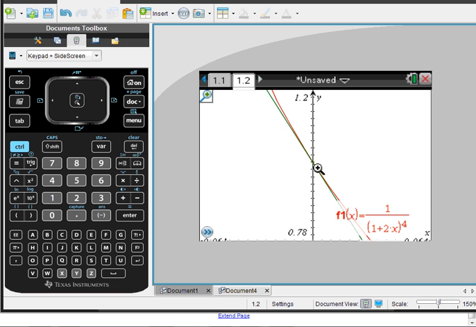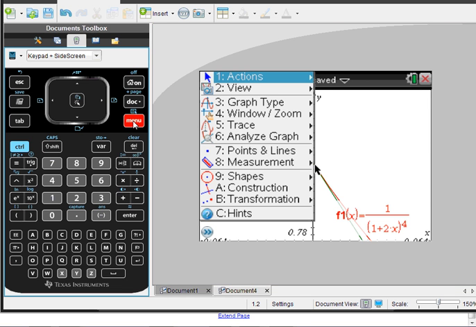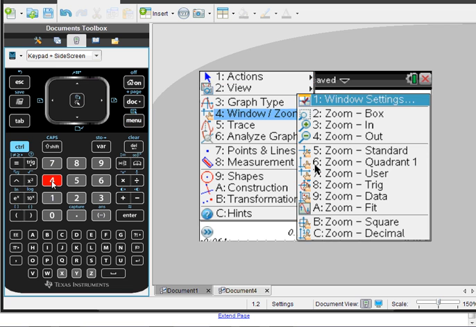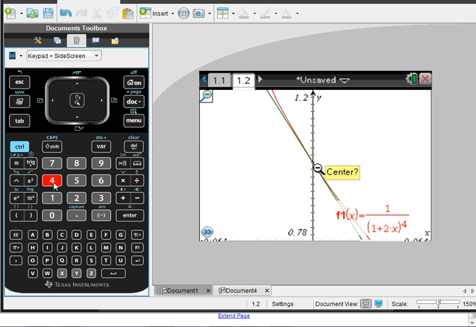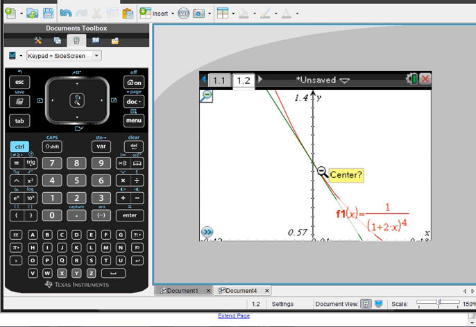I go to menu, window type. I want to zoom back out. I don't like that. I do have games. Okay, so we have to graph.